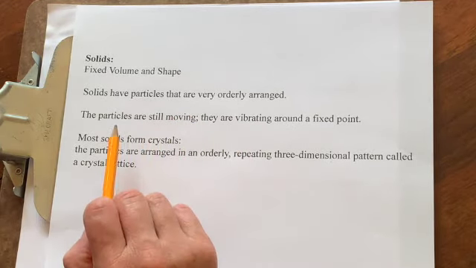Most solids form crystals, and if you were to go on in chemistry, you would study a little bit more specifically the different types of crystals that there are. Crystals are very orderly arranged, repeating 3-dimensional patterns that are called crystal lattices.